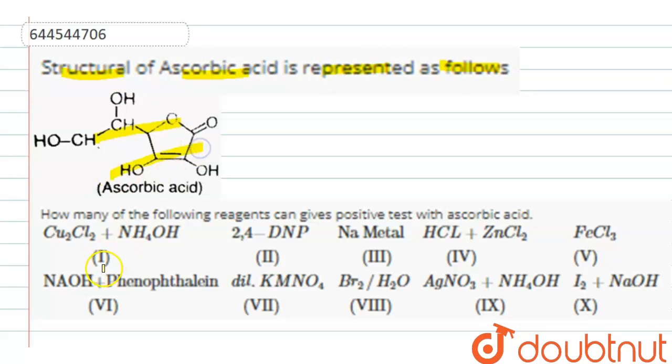Dear students, the question is: the structure of ascorbic acid is represented as follows. This is our ascorbic acid, vitamin C. Now the question is, how many of the following reagents can give a positive test with ascorbic acid?